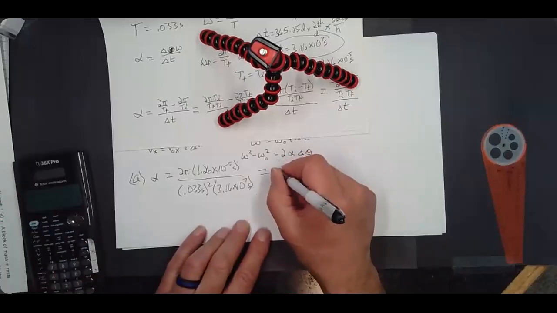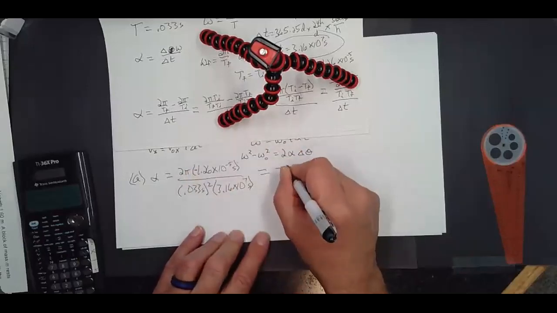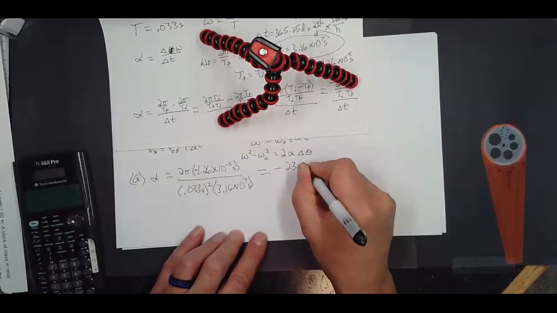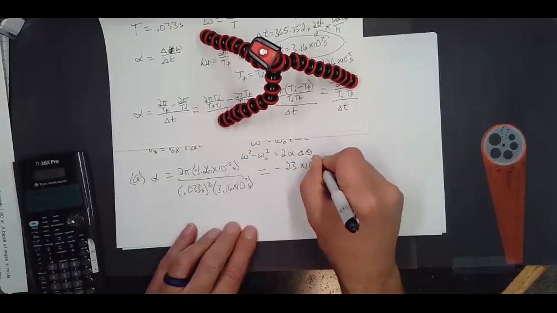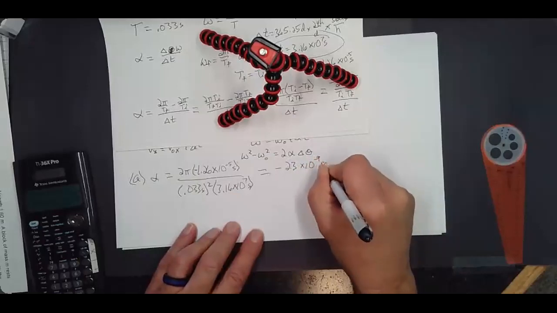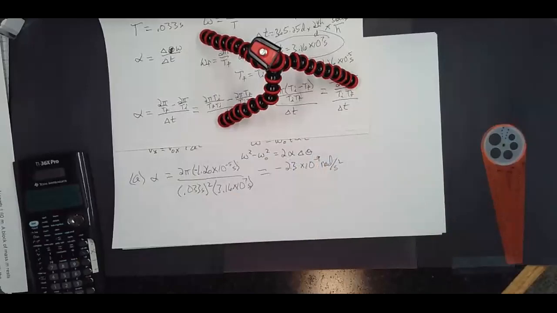Okay, this is not a very large, whoops, this has a minus sign on it. Minus 2.3, and I've only got two significant figures, times 10 to the minus ninth radians per second squared. So that is a pretty small angular acceleration.